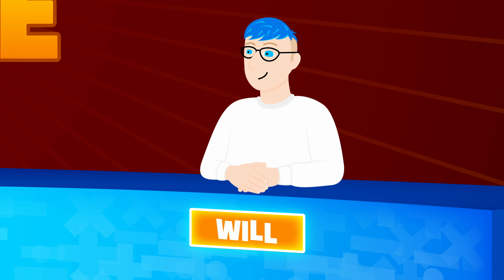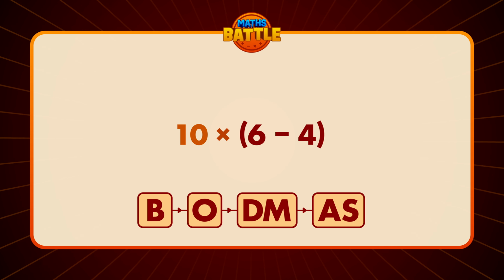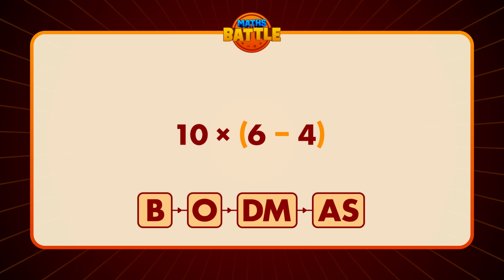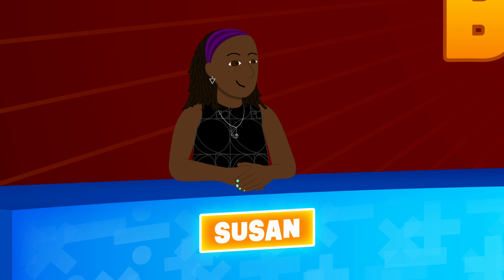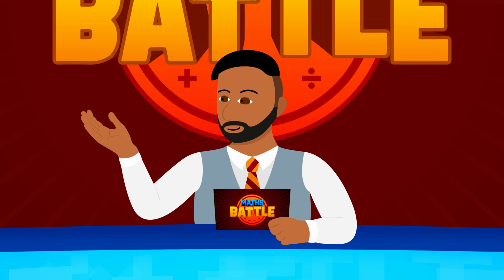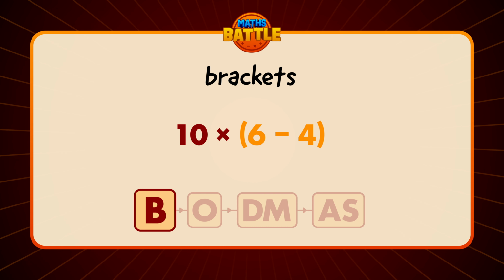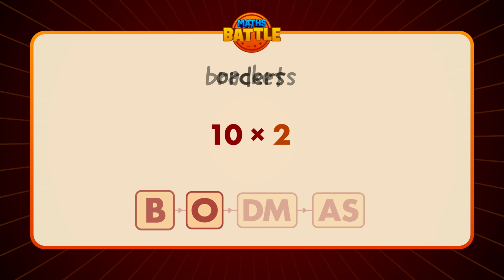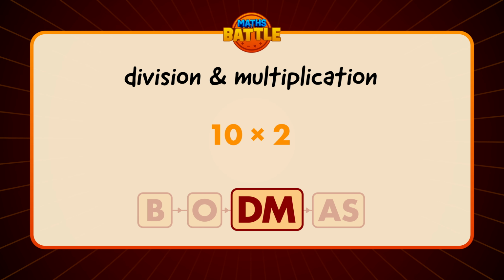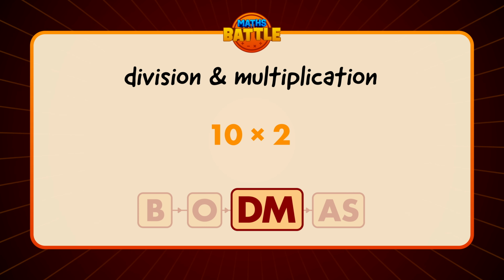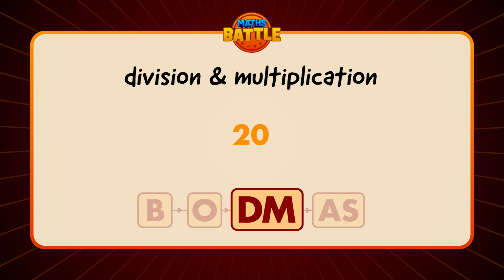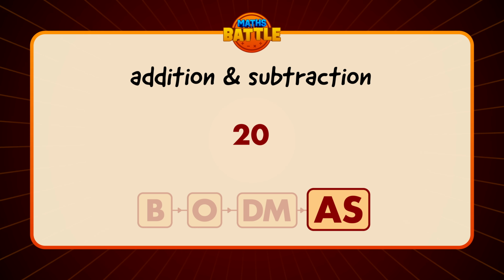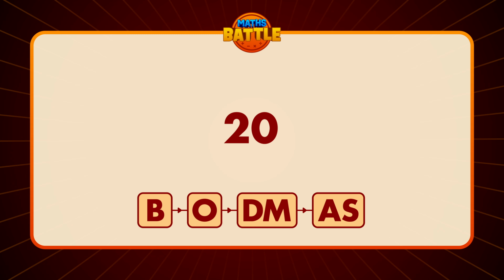Nice work, Will. Here's the next one. 10 times brackets 6 minus 4. Susan, what's your answer? So let's start with B, brackets. I'll do 6 minus 4, which is equal to 2. There are no orders, so I'll move to DM, division and multiplication. 10 multiplied by 2 is equal to 20. I don't need to do any addition or subtraction, so I'm done. The answer is 20.